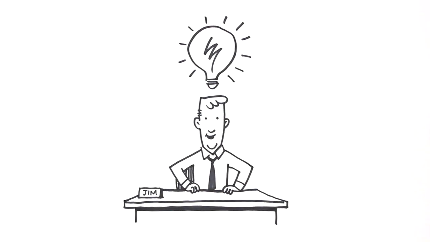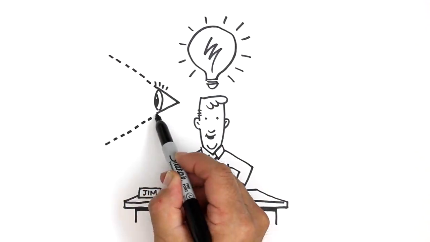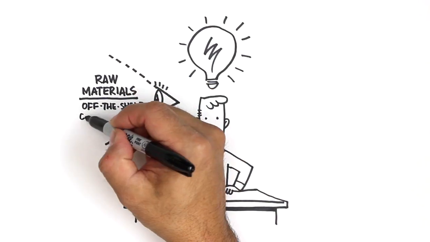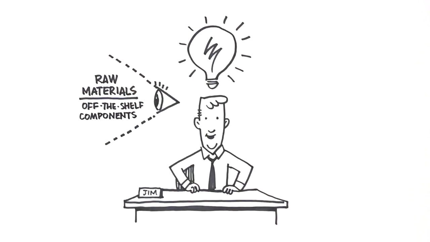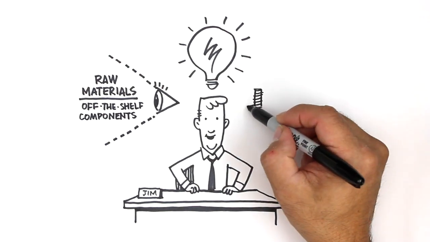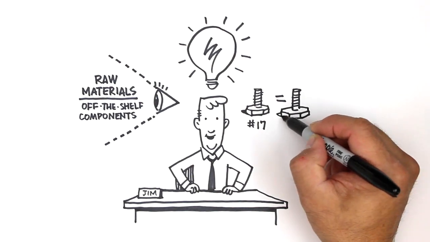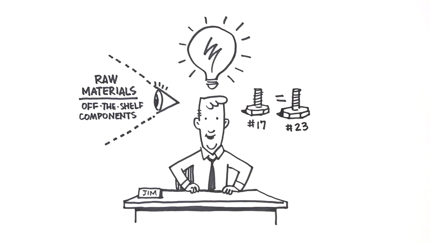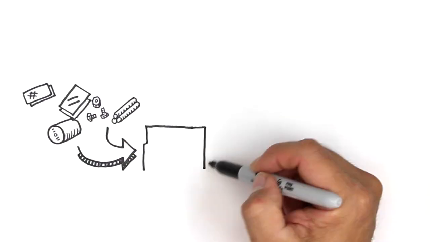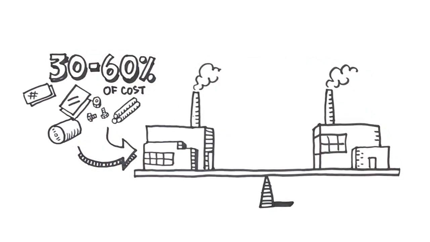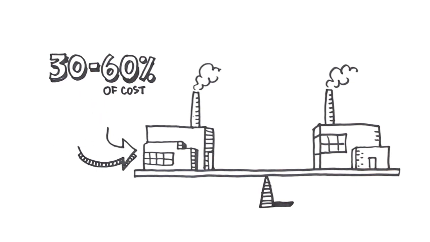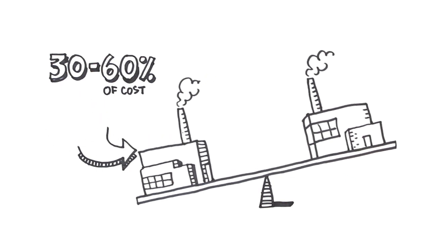He can solve these problems, but he needs better information. He needs visibility into the raw materials and off-the-shelf components that go into his parts and the manufacturing capabilities and processes used to make them. He also needs a better way to recognize equivalent parts with different part numbers so that he doesn't have to source them multiple times. Raw material costs represent 30 to 60% of the cost of his parts, and the complexity of his supply chain puts him at a disadvantage relative to his competitors.